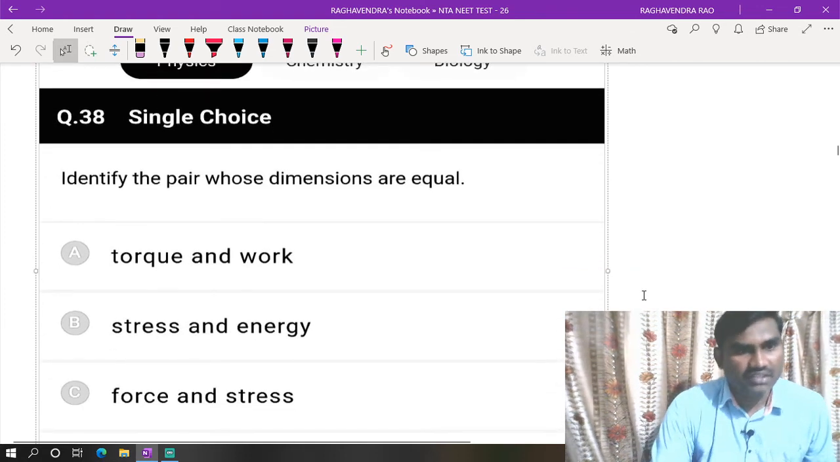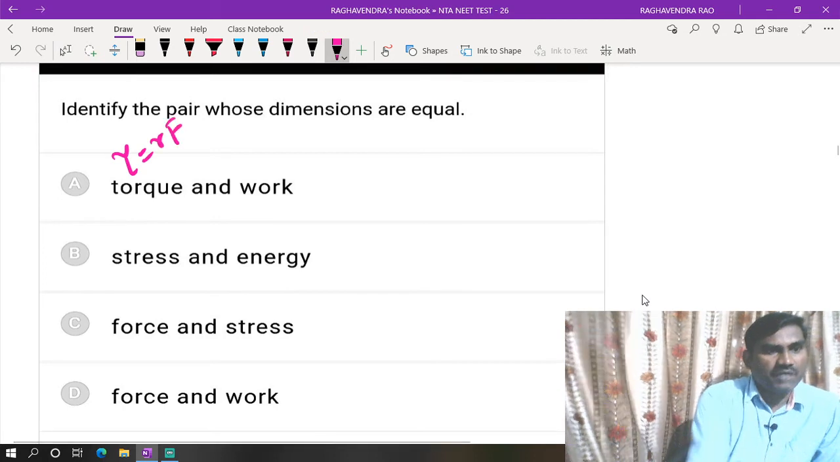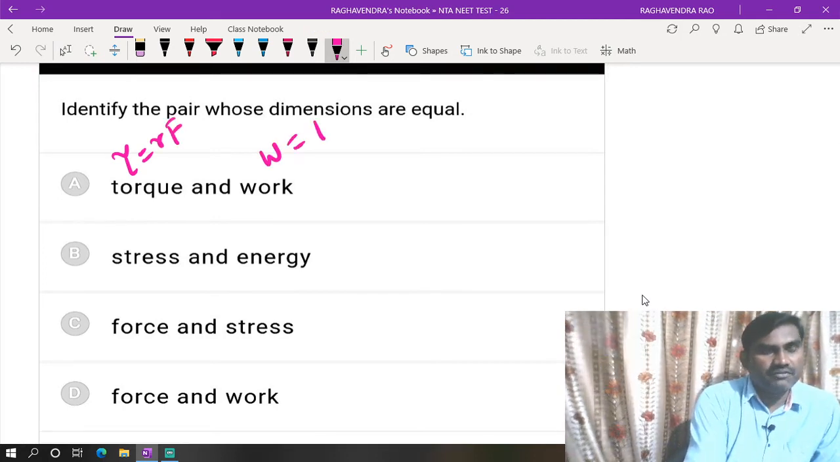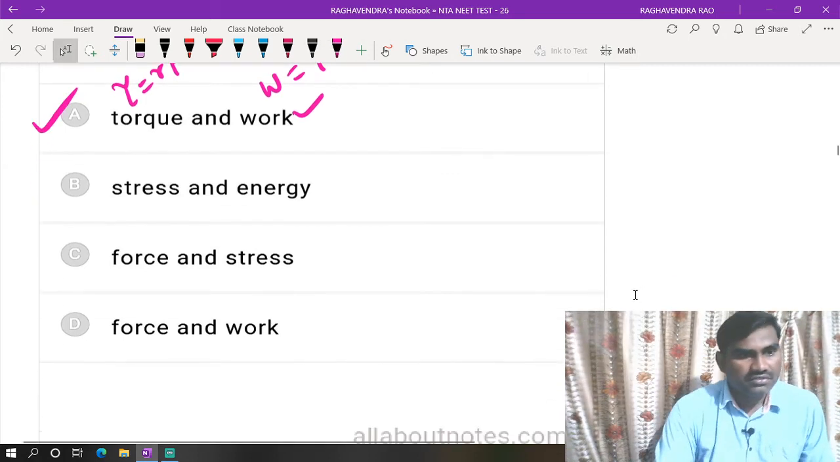Identify the pair whose dimensions are equal. Torque is nothing but force into perpendicular distance. Work done is nothing but force into distance. So these two have the same dimensions. So the remaining are not.